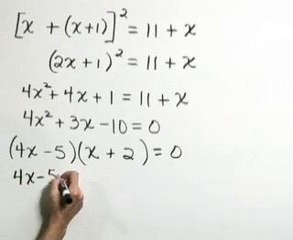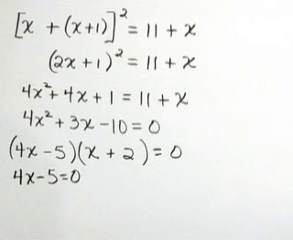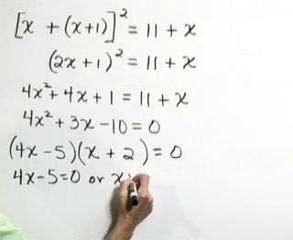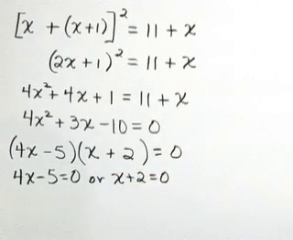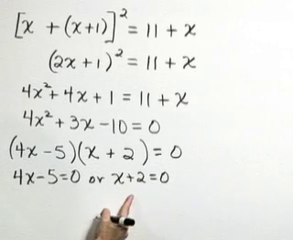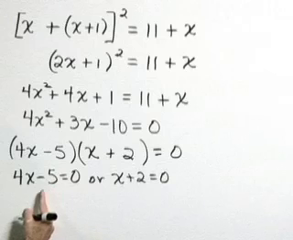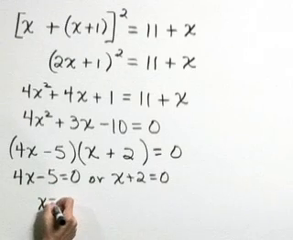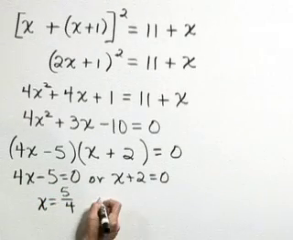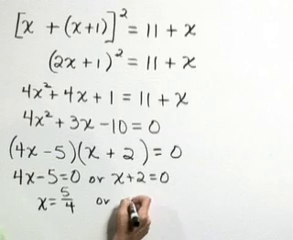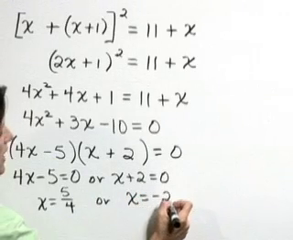Setting 4x minus 5 equal to 0, or x plus 2 is equal to 0. Now solving each linear piece, adding 5 to both sides, dividing by 4 gives x is equal to 5/4. With our other linear piece, we have x is equal to negative 2.